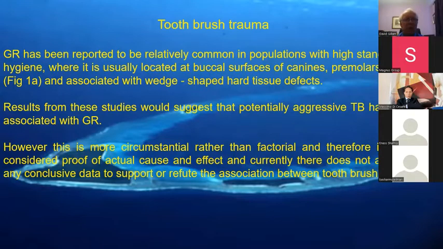Toothbrush trauma, overzealous brushing, we've discussed this. This evidence really is circumstantial rather than factual, and it shouldn't really be considered proof of the actual cause. And there's no conclusive data to support or refute the association of toothbrushing and gingival recession. You also have to realize a lot of the earlier work was done on different bristle types, which may have been damaging, and some of the earlier abrasives may also be a problem. So we're talking about these precipitating factors. Next slide, please.